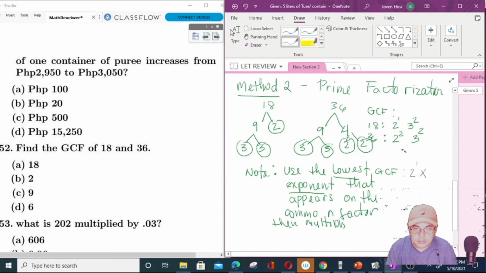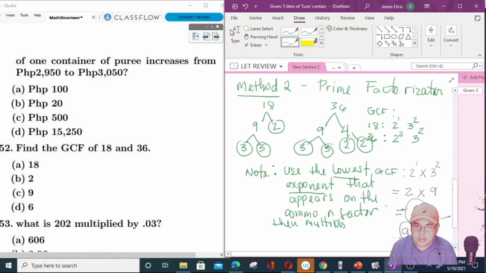The second common factor is 3, but the lowest exponent is the same. The lowest exponent is 2. So we just have to consider 3 as another common factor. Common factors of the two numbers. And then the lowest exponent is 2. So therefore the GCF is equal to, just multiply. 2 raised to 1 is 2 multiplied by 3 raised to 2 is 9. So therefore the GCF is 2 times 9 is 18.